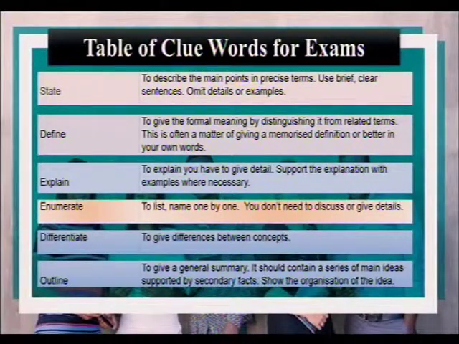Enumerate: to list, name one by one. You don't need to discuss or give details. You simply list or you simply name. Differentiate: to give differences between concepts. Outline: to give a general summary. It should contain a series of main ideas supported by secondary facts. Show the organization of the idea.